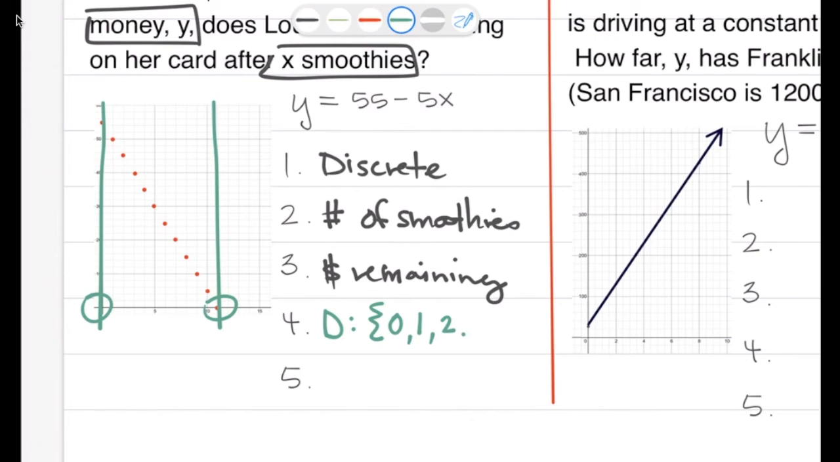Now, we can't just say dot dot dot, because that would communicate that she can buy an infinite number of smoothies. So what we need to put is that end number, which corresponds with this point right here, which is 11. That's the highest number of smoothies she can buy.